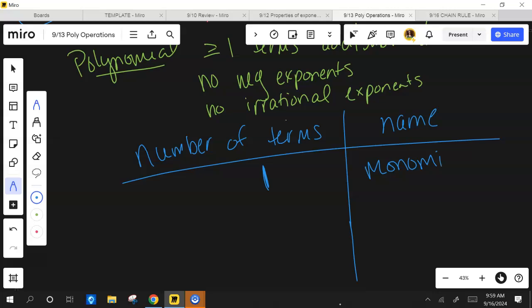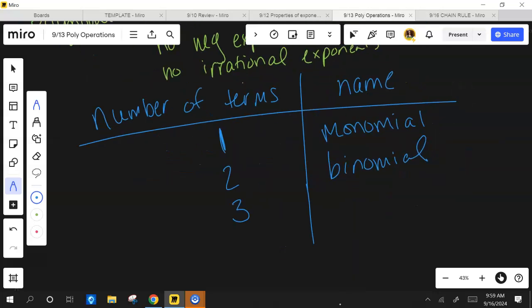Mono means one. Monomial. How about two terms? Binomial. How about three? How about four? Greater than 4 or bigger, I just call it a polynomial. Now, they are all polynomials. A monomial is a polynomial. A binomial is just a more specific name for it. Does that make sense?